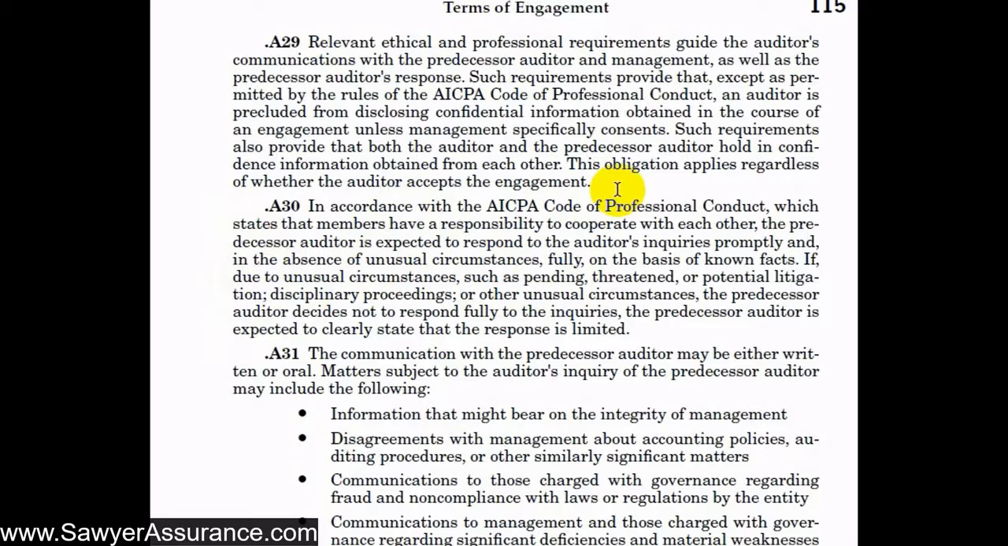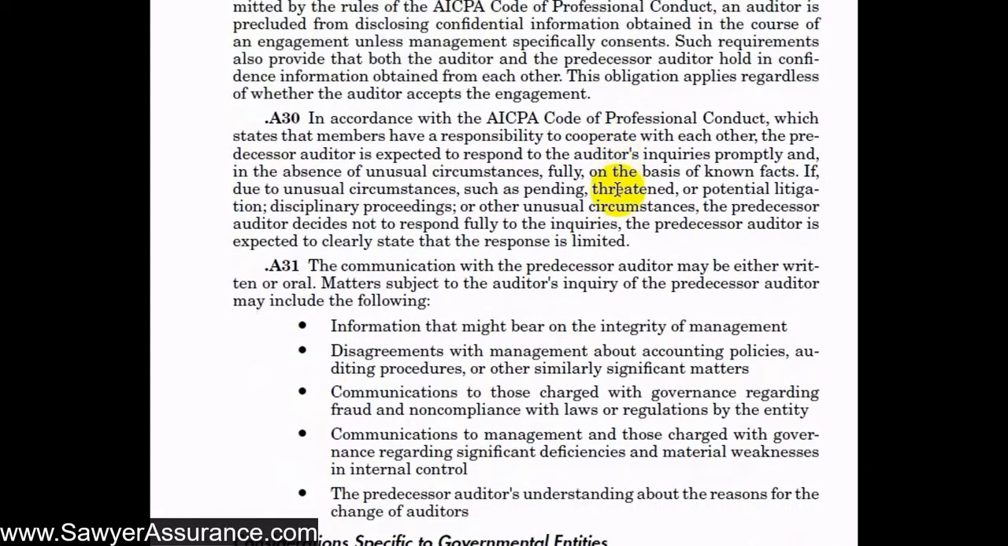So what exactly does the new proposing auditor need to discuss with the predecessor auditor? We've got a couple suggestions here of good talking points in order for the new proposing auditor to understand the client and how good or bad it might be to work with that client. So some of the things that the new proposing auditor might ask the predecessor auditor are regarding information that might bear on the integrity of management. So does management typically act with integrity? Also, were there any disagreements with management about accounting policies, auditing procedures, or other similarly significant matters?